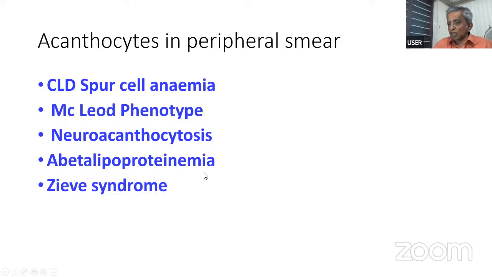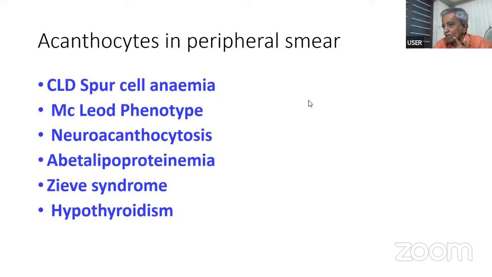And there is something called Zieve syndrome that can also produce acanthocytes. I already told you Zieve syndrome can produce spherocytes. It can also produce acanthocytes. What is Zieve syndrome? We are coming to that. Then rarely hypothyroidism can produce acanthocytes according to the textbook, but I have not seen one. These are the common conditions. Maybe we get it sometime.